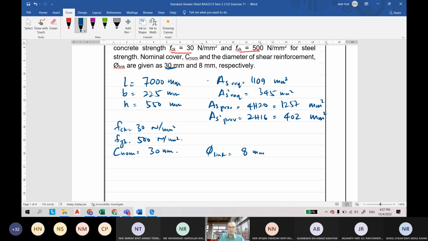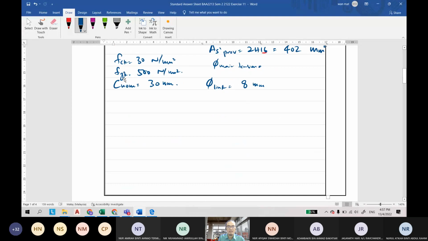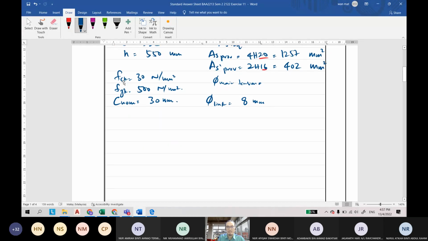The diameter of the link is equal to 8 mm. The diameter for tension and for compression is 20, and this is the main bar for tension at the bottom. We check the beam at the mid span, of course, because it is simply supported, and for deflection we check at the mid span. So please remember, As provided 4H20 is at the bottom or at the top, class?